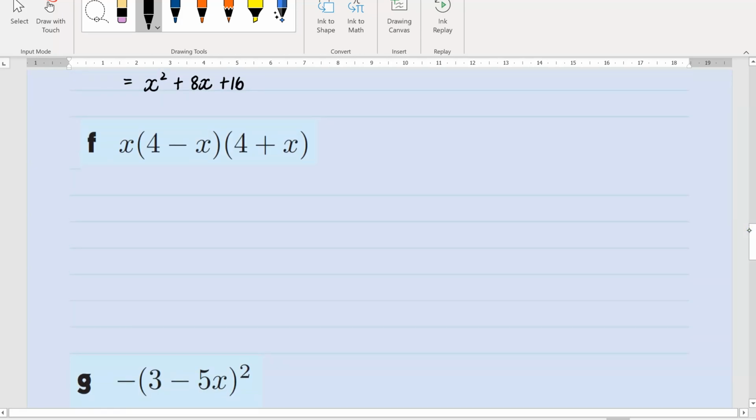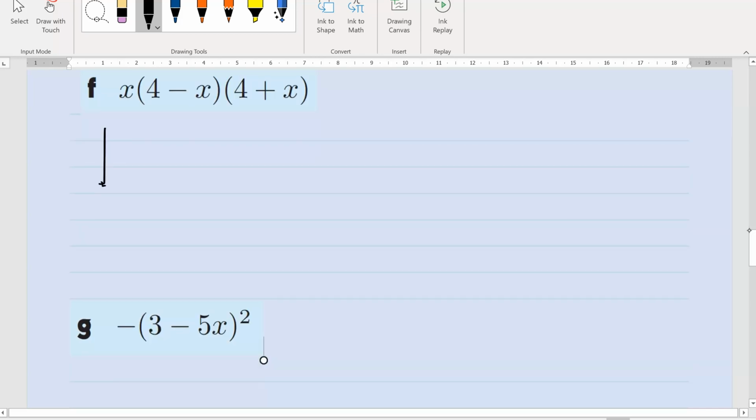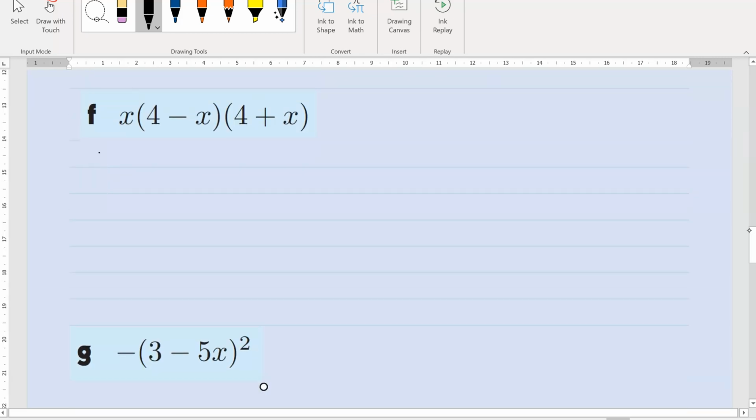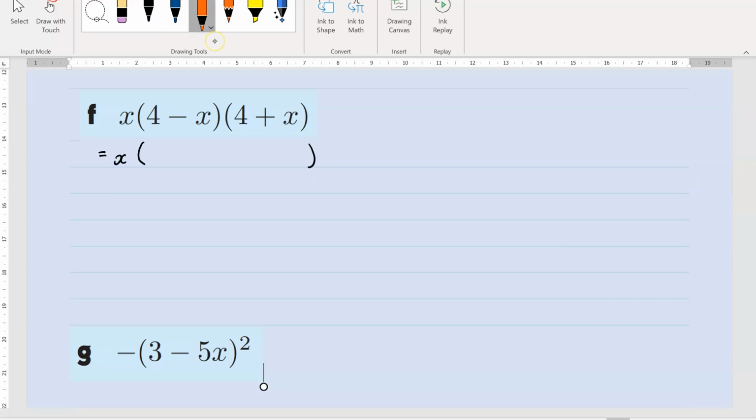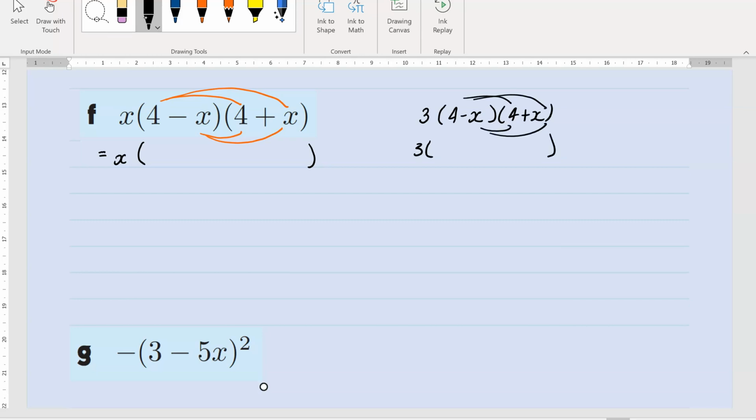Right, tips with this one. I would leave the x out the front and expand these brackets. So do your thing over here and pop your answer in the bracket. Once you've done that, then multiply through by your x. And the same thing, you do the same thing if instead of an x there, let's imagine it was 3 times 4 minus x, 4 plus x. You would multiply these out, pop your answer in here, then times through by the x.